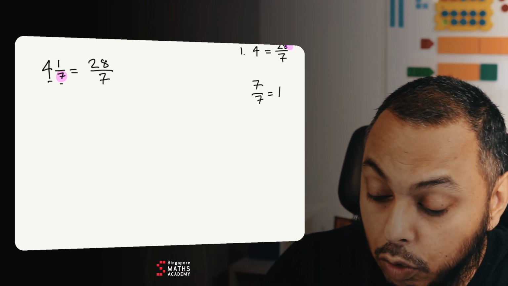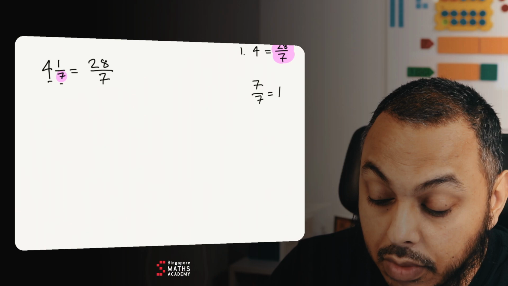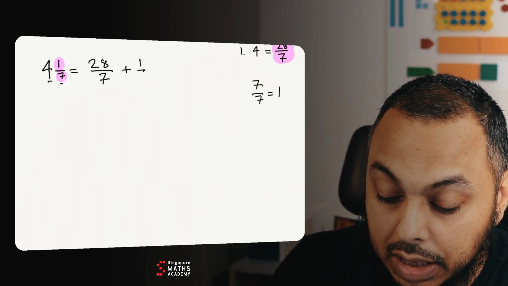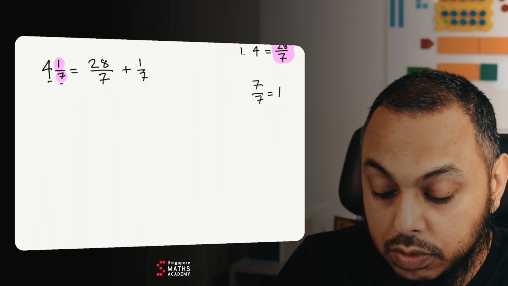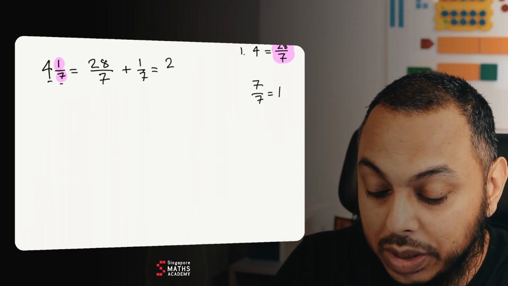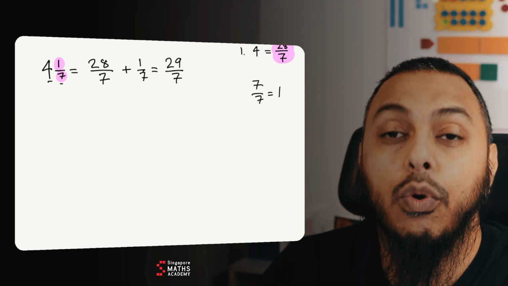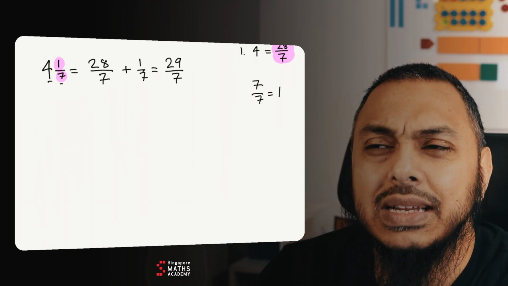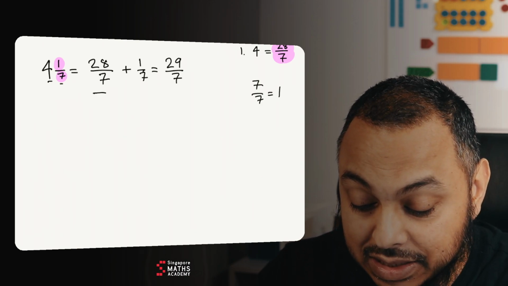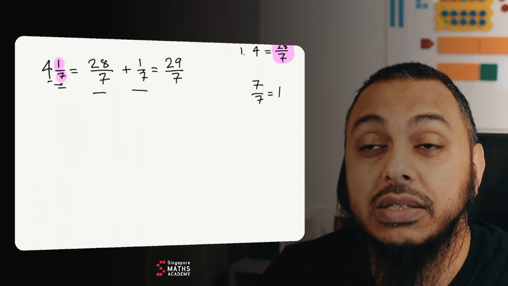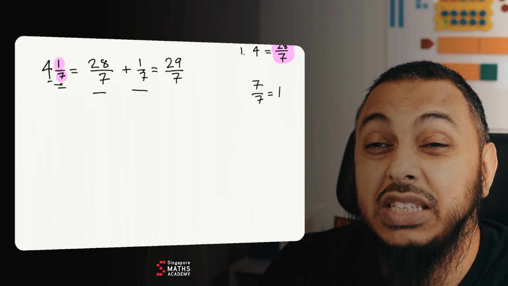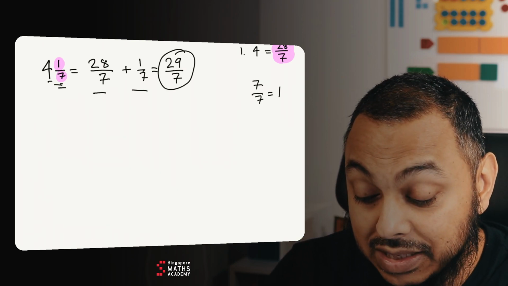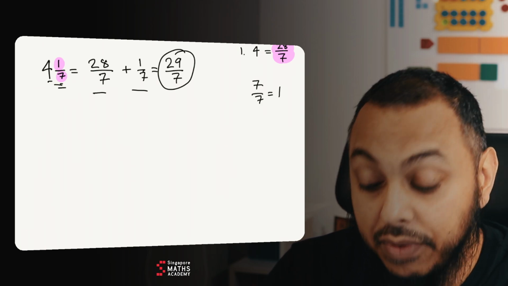Now my 4 wholes is 28 sevenths. But don't forget, I've still got this 1/7 to add on. And so 28 sevenths is 4 wholes. And I've got 1/7. That makes 29 sevenths. 4 1/7 is equal to 29 sevenths. Does that make sense? Does that work out? I have to add the other fraction from the mixed number to the whole number that I've changed into an improper fraction to make 29 sevenths. Okay. Don't forget, sometimes we can also simplify improper fractions.